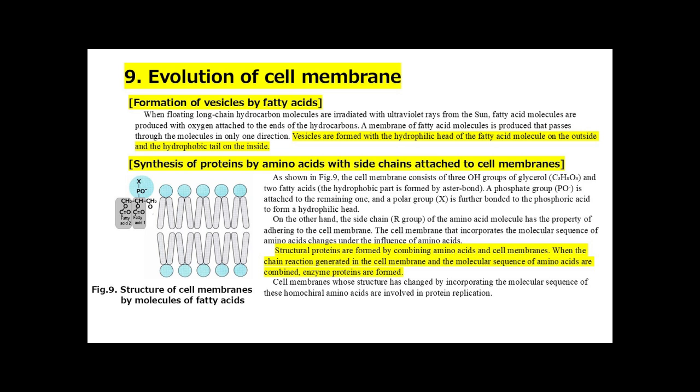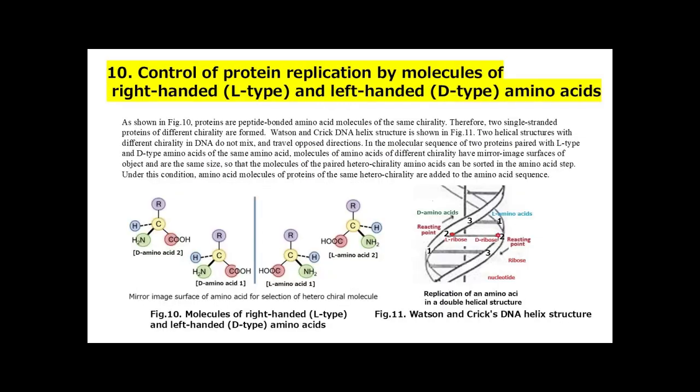Cell membranes whose structure has changed by incorporating the molecular sequence of these homochiral amino acids are involved in protein replication. Control of protein replication by molecules of right-handed L-type and left-handed D-type amino acids. As shown in Fig. 10, proteins are peptide-bonded amino acid molecules of the same chirality. Therefore, 2 single-stranded proteins of different chirality are formed.